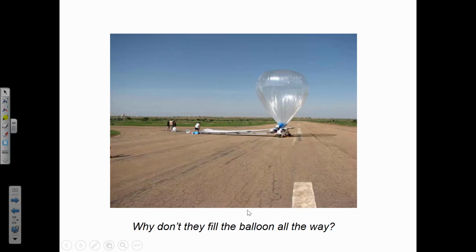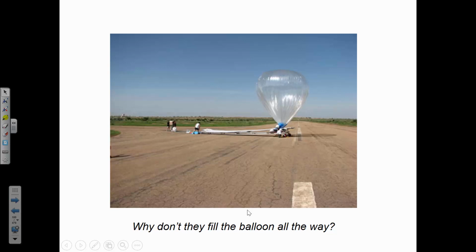All right, so let's change gears a little bit and talk about pressure variation in the atmosphere. Here is a picture of a weather balloon, and they're about to launch this weather balloon. It looks like there's a lot more plastic there. They could have put more helium or hydrogen, whatever it is. Why didn't they fill the balloon up all the way?